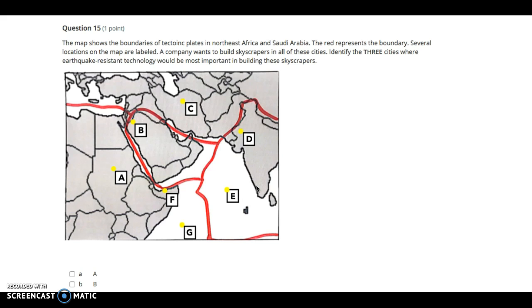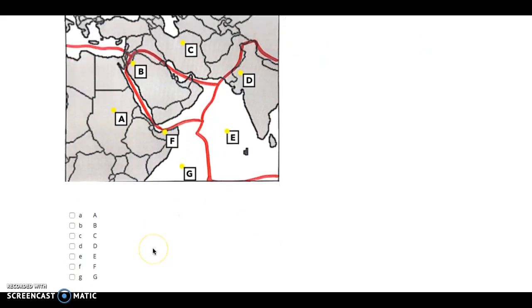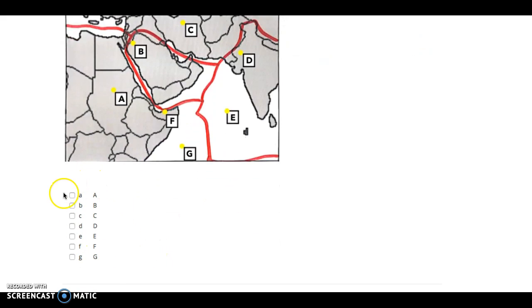Identify the 3 cities where earthquake-resistant technology would be most important in building these skyscrapers. You have options of A, B, C, D, E, F, and G. Please select 3 of those here.